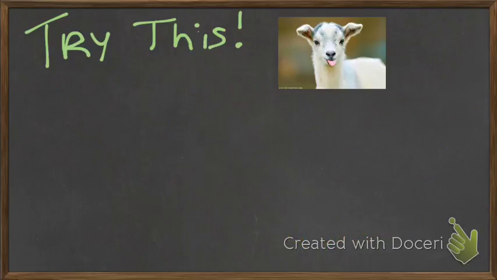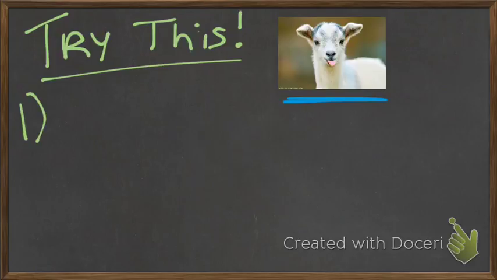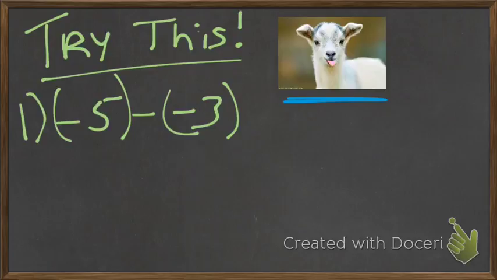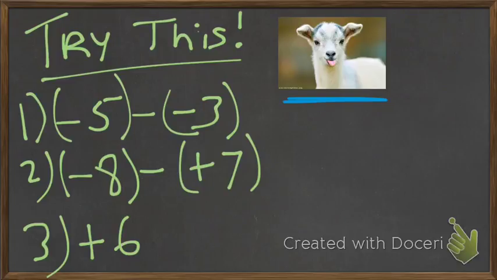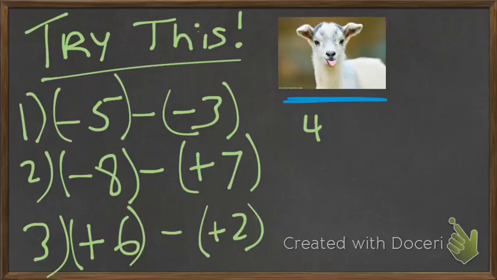Let's get you some try this. And our kid is over here sticking his tongue out because he knows you've got some work to do. Let's go. Let's start off with negative 5 minus negative 3. Let's do negative 8, subtract positive 7. Let's go positive 6, subtract positive 2. Let's do positive 9, subtract negative 3.